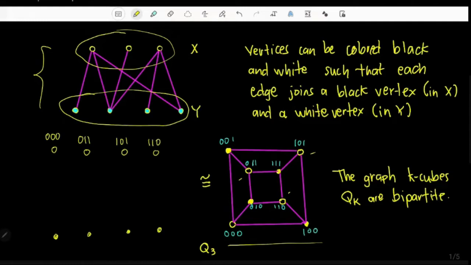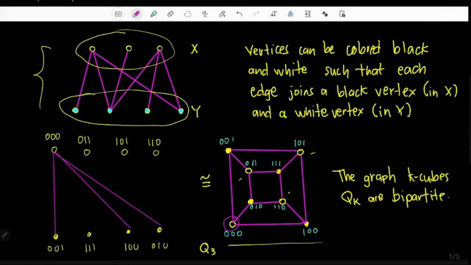On the other hand, the white vertices are (0,0,1), (1,1,1), (1,0,0), and (0,1,0). This vertex here is connected to three vertices: (0,0,1), (0,1,0), and (1,0,0). So these are the vertices (0,0,1), (0,1,0), and (1,0,0).